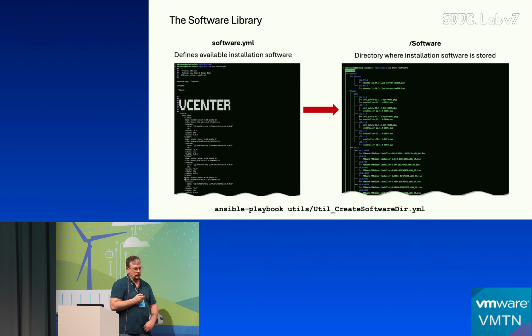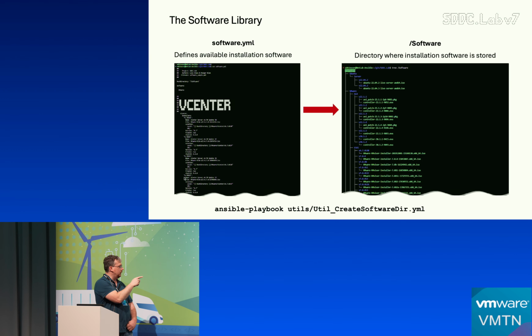A little word about the software library, which basically consists of two components. On the left, you have the YAML file, and this YAML file contains the definitions of all the products that the SDDC lab project can deploy for you. It will contain the metadata on which version, the path to where it is located. It's completely customizable, and maybe you already have a software library somewhere with all your ISO files or your OVA files. Make sure you just update the path and you should be good.